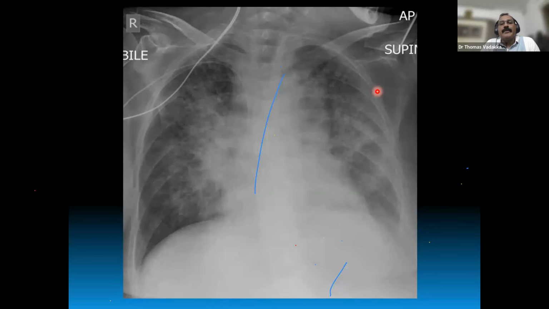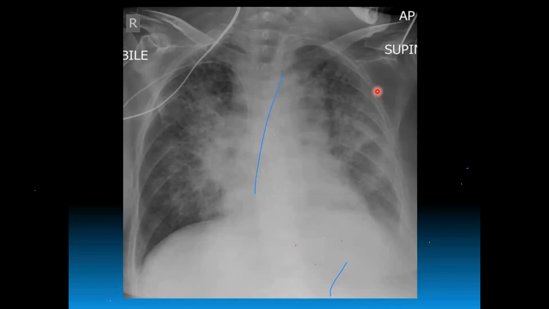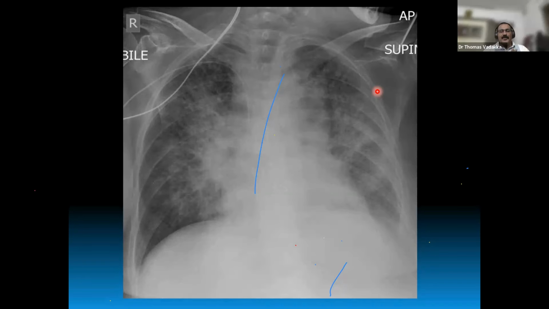This is also a mild version of the previous X-ray. But do you think it is ARDS? Any other differential diagnosis? Pulmonary edema. Excellent. This is pulmonary edema. So pulmonary edema will confuse you with ARDS.